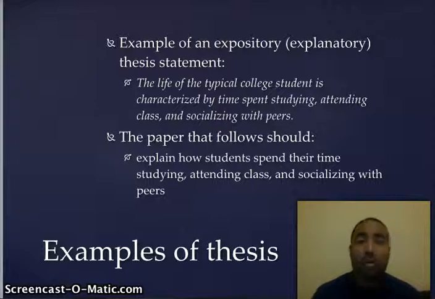So if you imagine this person writing this paper, you would imagine that they would address these points: time spent studying, attending class, and socializing with peers, to back up the claim of what the typical college student does. So if we were reading a paper based on this, we would expect that paper to be about how students spend their time studying, attending class, and socializing with peers.